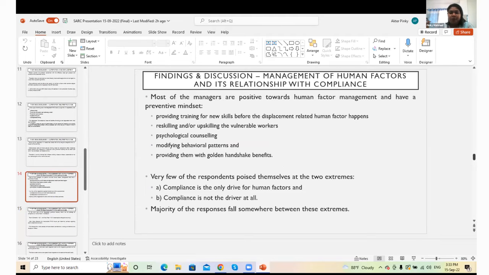Findings and discussion: management of human factors and its relationship with compliance. Most of the managers are positive towards human factor management and have a preventive mindset. They provide training for new skills before this displacement-related human factor happens, reskilling or upskilling the vulnerable workers, psychological counseling, modifying behavioral patterns, and providing them with golden handshake benefits. Very few of the respondents poise themselves at the two extremes: compliance is the only drive for human factors, and compliance is not the driver at all. But the majority of the respondents fall somewhere between these extremes.